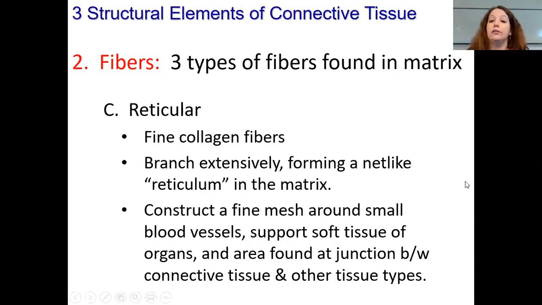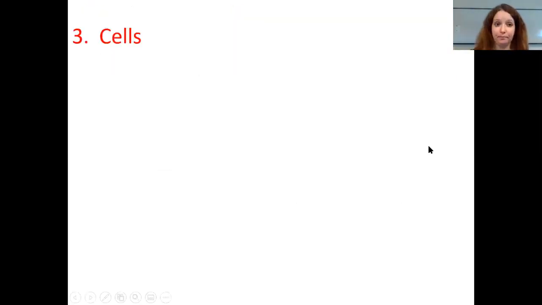Then you have reticular fibers, and they are fine collagen fibers. So they're very thin compared to collagen and elastin fibers. They branch extensively, forming a net in the ground substance and around the matrix. It's a fine mesh around which small blood vessels can flow through. It supports the soft tissue of organs and is found at the junction between connective tissue and other tissue types. So that's where you find it.